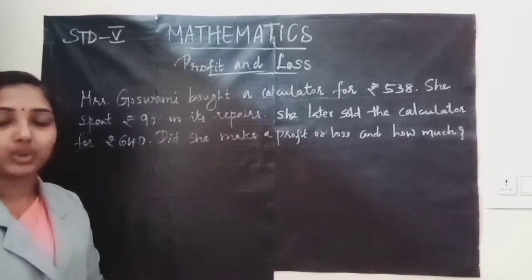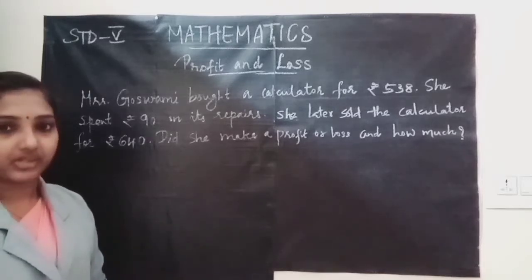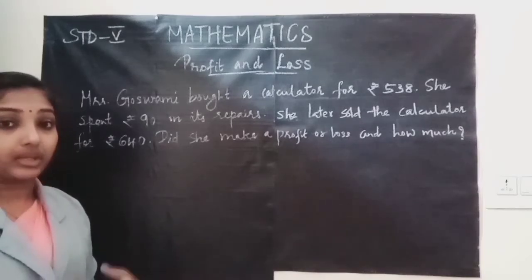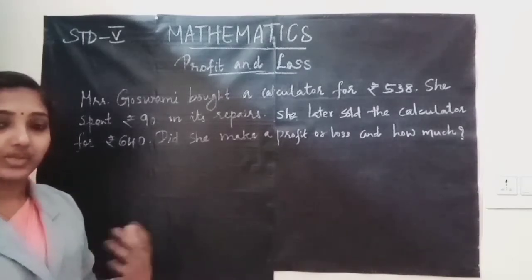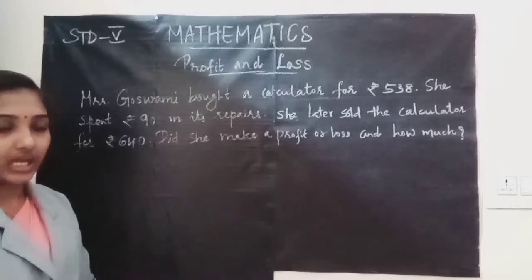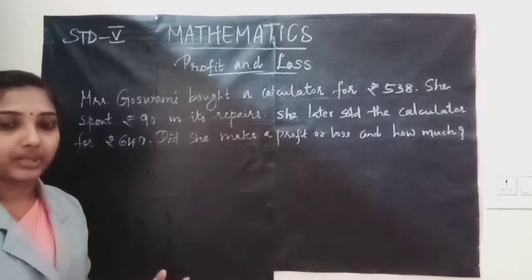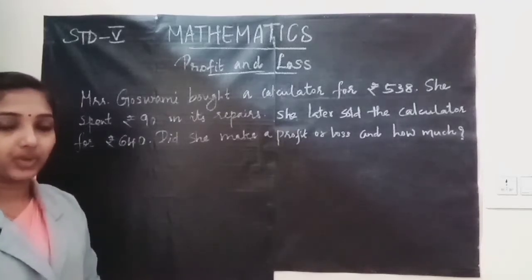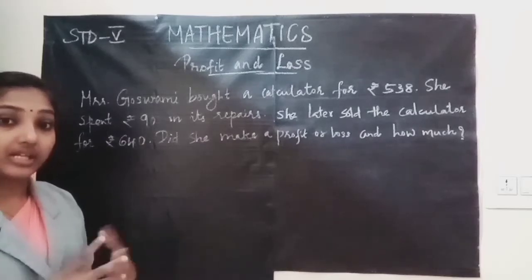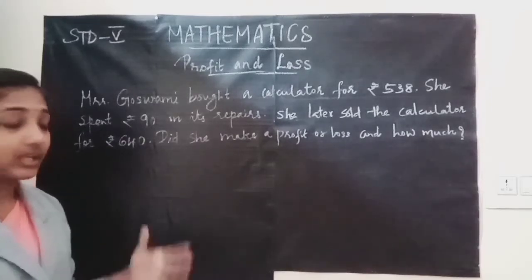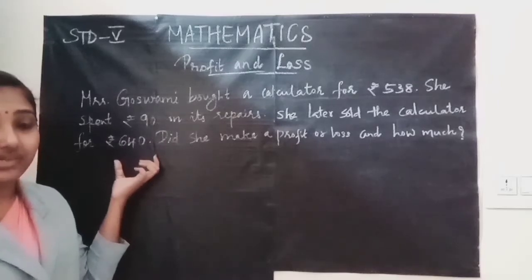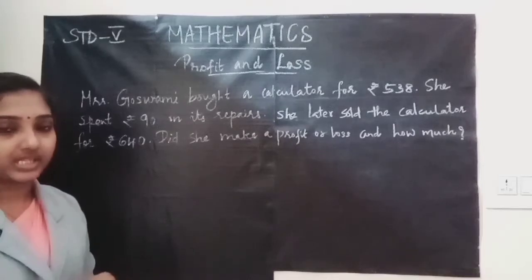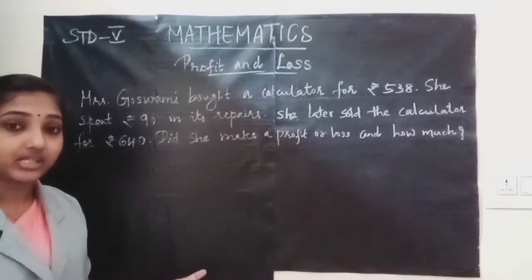Mrs. Goswami bought a calculator for rupees 538. She went to a shop and bought that calculator. After buying it, she made some repairs of rupees 90. After doing all the repairs, she sold the same calculator to someone, and she got rupees 640. We have to find out whether she made a profit or loss, and if so, how much.